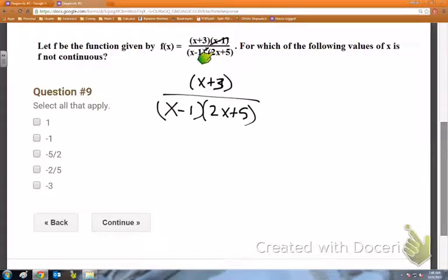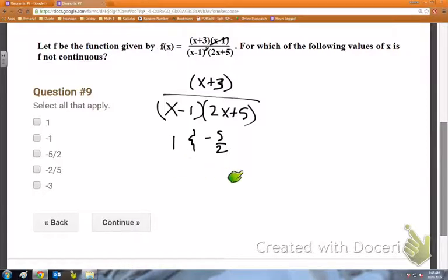So originally, x minus 1 would have been a hole except for the fact that it's still on the bottom. Remember that an asymptote trumps a hole. So if it's still left on the bottom, then it's going to be an asymptote. So we actually have two vertical asymptotes. We have an asymptote at 1, and we have an asymptote at negative 5 halves.